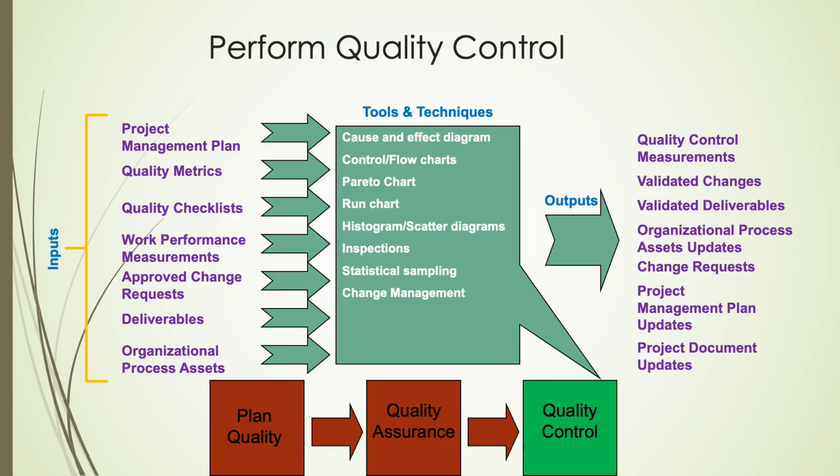Effective quality management in projects hinges on the seamless interaction between planning, assurance, and control. Inputs such as project management plans, quality metrics, and approved change requests flow into a disciplined process utilizing a variety of analytical tools and techniques, including cause-and-effect diagrams, flowcharts, statistical sampling, and inspections. This structured approach ensures that quality is not left to chance but is systematically embedded within every project deliverable.